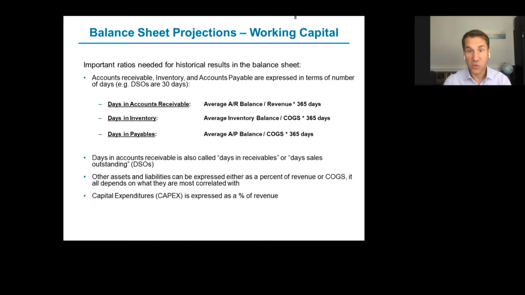And then when we calculate actual balances, we'll reverse the formula. So you see that the numerator of the formula is the accounts receivables balance. So we'll start with days in accounts receivables with our historical value, and then multiply it by revenue divided by 365. So we'll reverse the formula and calculate the projection. And we'll do the same for inventory and days in payables.